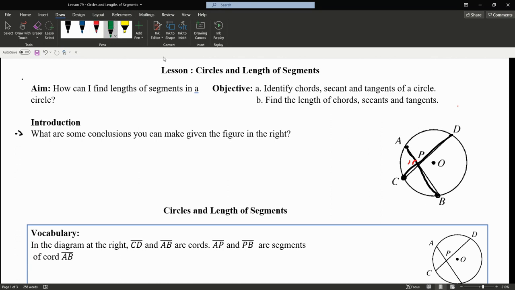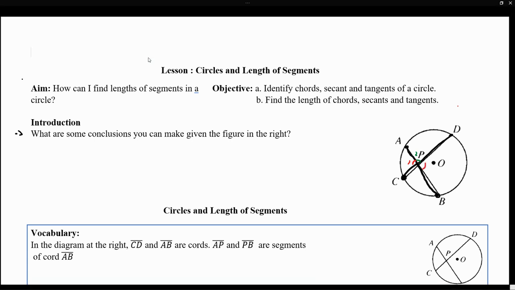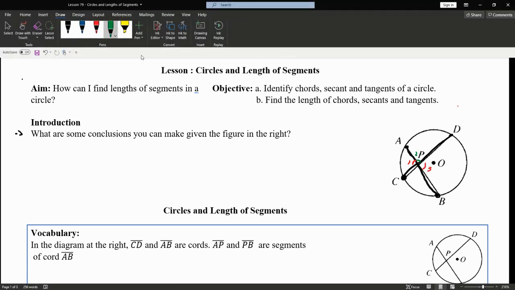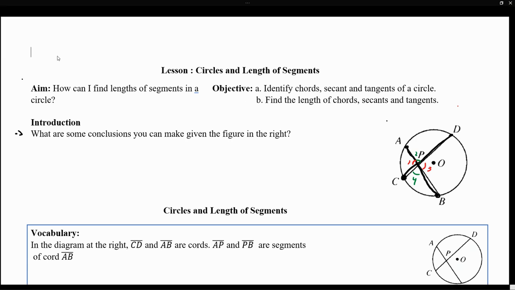Let's call this angle 1, this angle 2, this angle 3, and this angle 4. I know that there's a relationship between the angle and the opposite arcs. According to yesterday's lesson, angle 1 is equivalent to half the sum of the opposite arcs. So one thing that I can say about this diagram is that angle 1 is equivalent to 1/2 of AC plus DB.